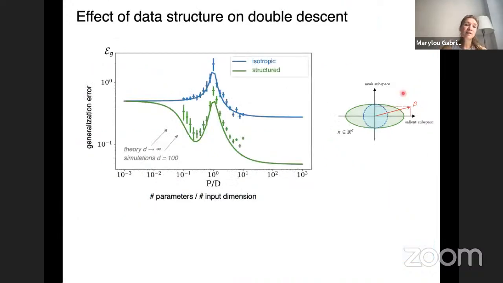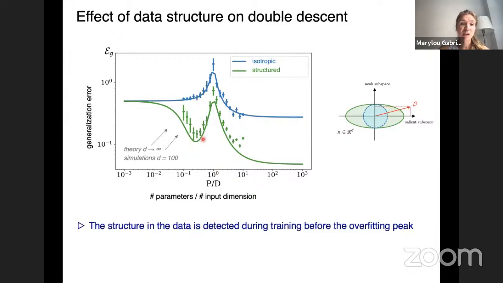And if we again look at how this generalization error that we computed theoretically evolves as we put more and more flexibility, more and more parameters in the problem, we are going to see a double descent, as we have just said. So this is the isotropic curve we have just seen before the break. And here in green, you also have the structured case, where we see that the structure in the data is detected, and we have a generalization that is improving before the overfitting peak. Because effectively the dimension of the problem is smaller, since everything is concentrating on the salient features. And then we also have, after the overfitting peak, a generalization error that is much better than if we don't have any structure.